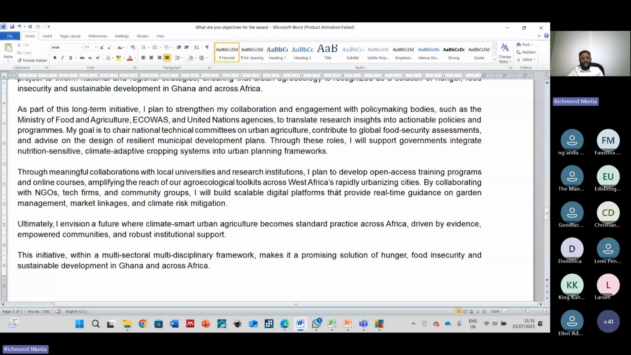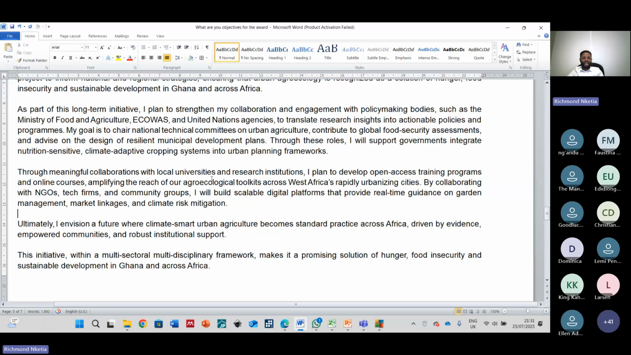And by collaborating with local and governmental organizations, here I would have given some specific ones, those that are more common. And community groups, I will build scalable digital platforms that provide real-time guidance on garden management, market linkages. Remember, I've already formed collaboration with Makola Traders Association, and I would have done the same across other settings. Yes, and then climate risk mitigation.